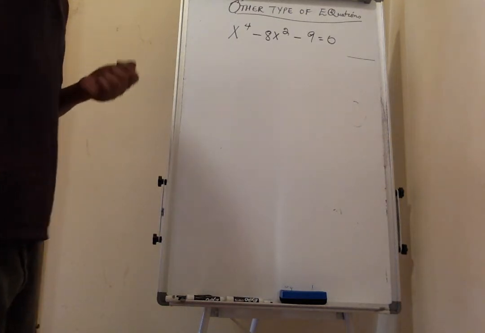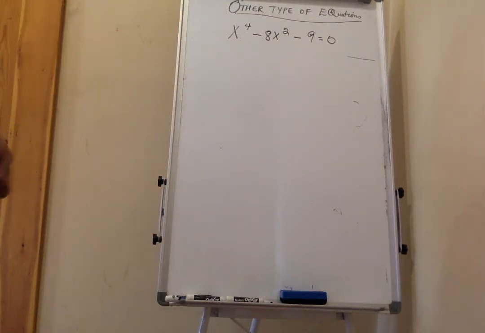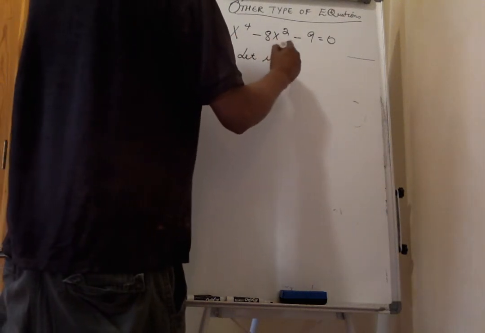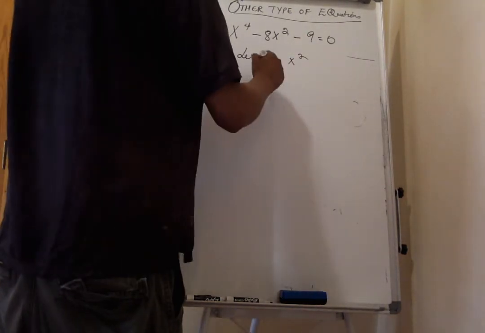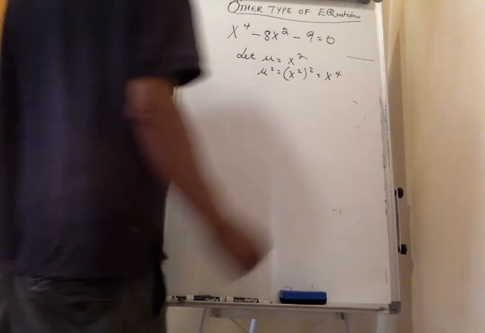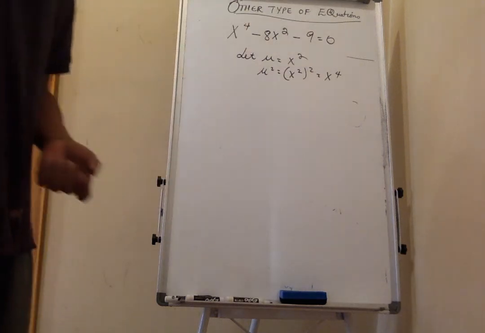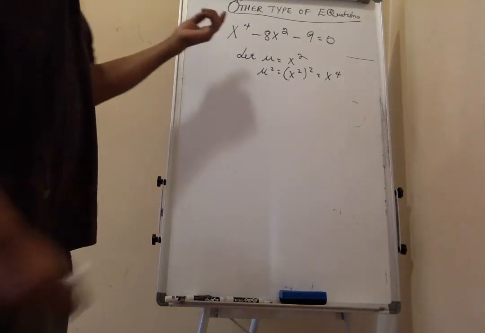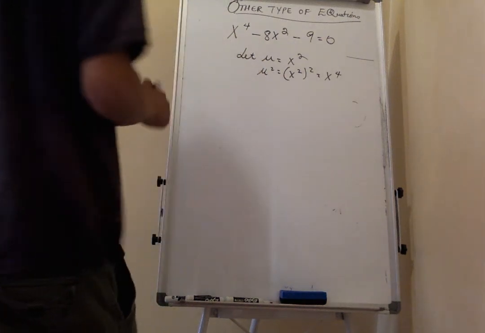But we could do what we call method of substitution. I want to change this into something squared, not something to the power of 4. So I would say let u is equal to x squared. If I say that, then u squared is x squared squared, which is x to the 4th. Then I'm going to substitute u instead of x, but later on I'll revert back to my value of x because that's what I'm looking for. And you are expecting how many solutions? 4 solutions.